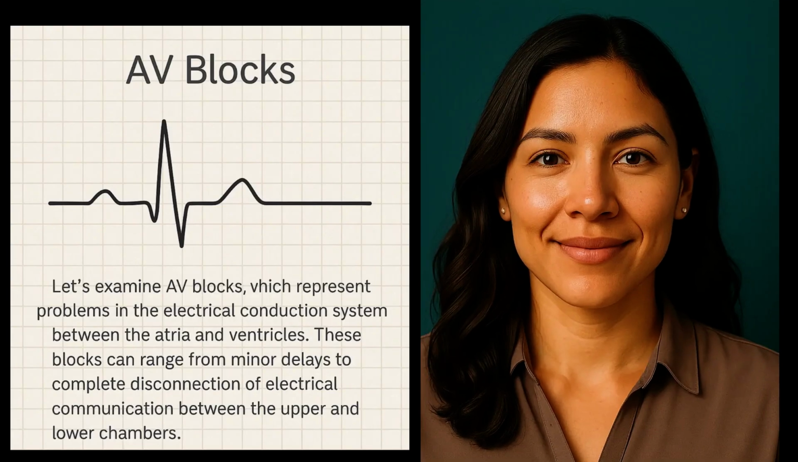Let's examine AV blocks, which represent problems in the electrical conduction system between the atria and ventricles. These blocks can range from minor delays to complete disconnection of electrical communication between the upper and lower chambers.